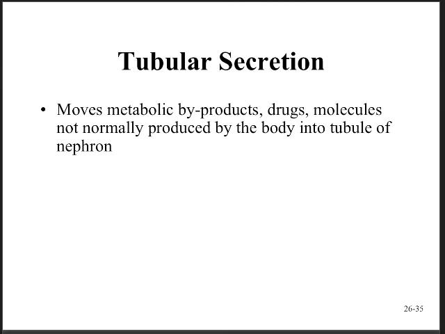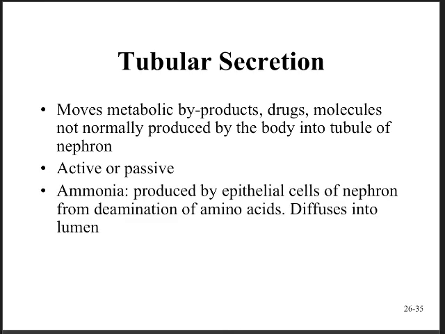Tubular secretion is the movement of toxins out of the plasma and interstitial fluid and into the filtrate. So metabolic byproducts, drugs, and molecules that are not normally produced by the body are moved into the tubule of the nephron either actively or passively. Ammonia is made by epithelial cells of the nephron from deamination of amino acids, and it diffuses into the lumen.